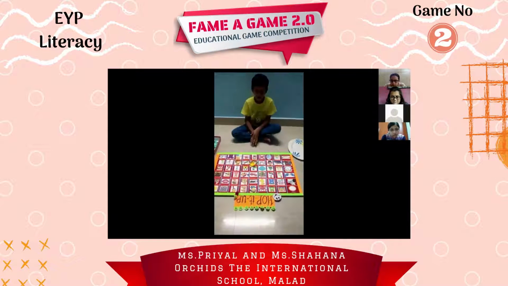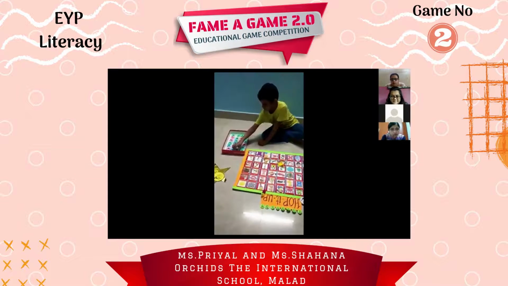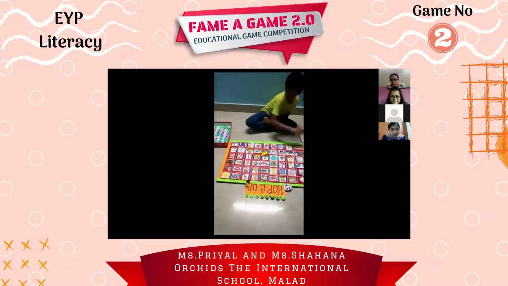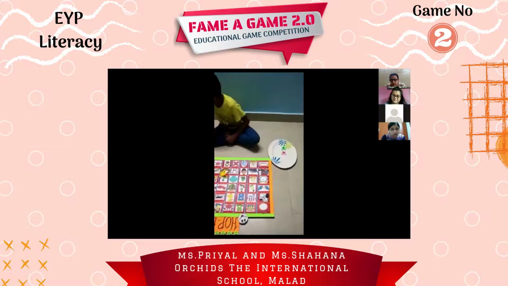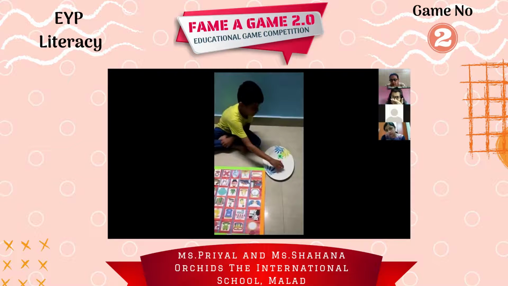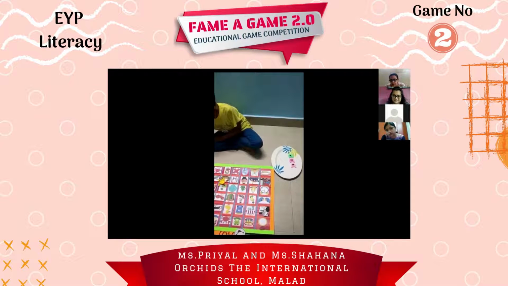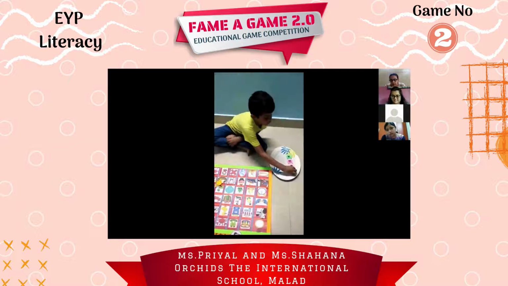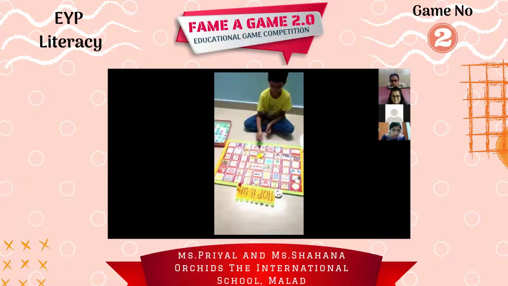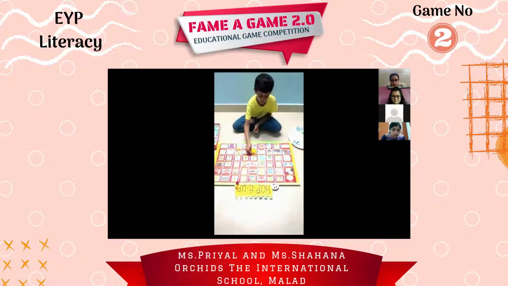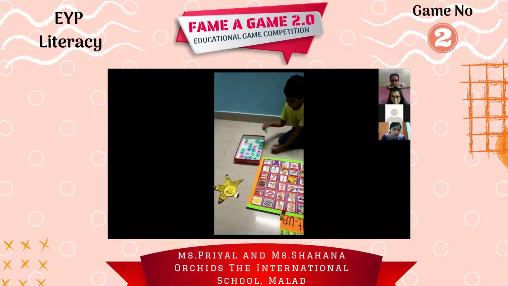Which word have you got? Nest. Okay, now make the word nest in the plate. Okay, nest. One more time. Hop the frog one more time. Yes, you can hop it from there as well. So which word have you got? Lock. Okay, now make the word lock. Quick, quick.